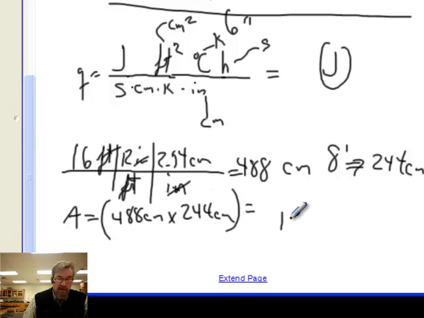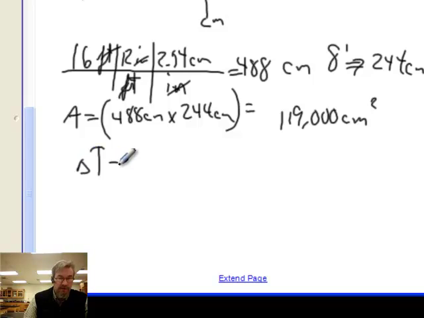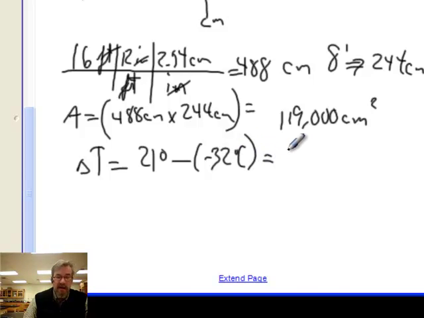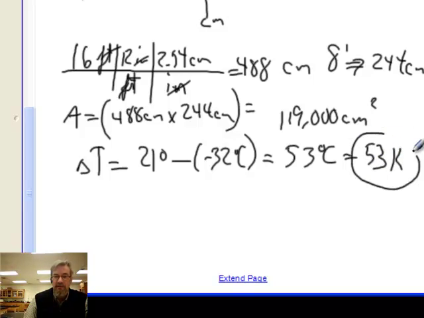is just 119,000 square centimeters. And let's get delta T here. Delta temperature is 21 degrees C minus a negative 32 degrees C. Well, that comes out to be a 53 degrees C or 53 Kelvin temperature difference. So there's area, there's delta T.